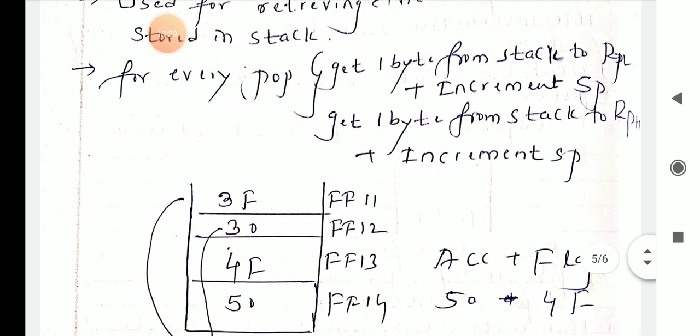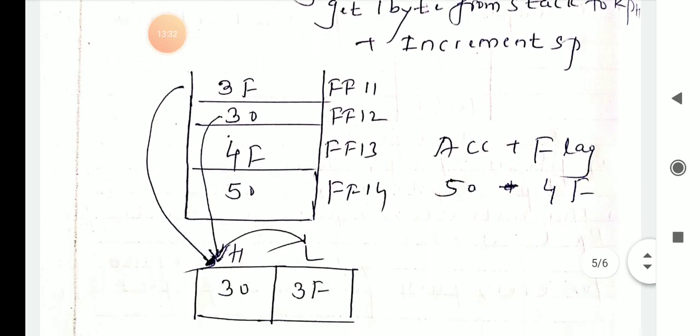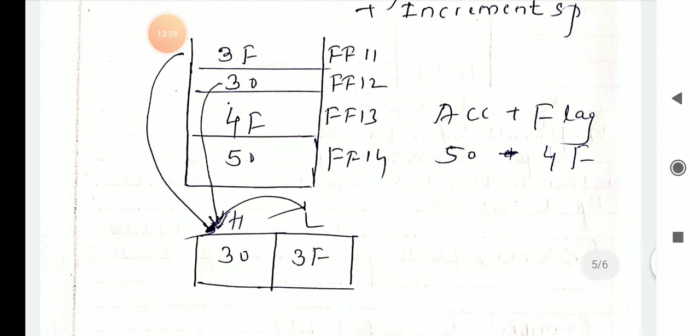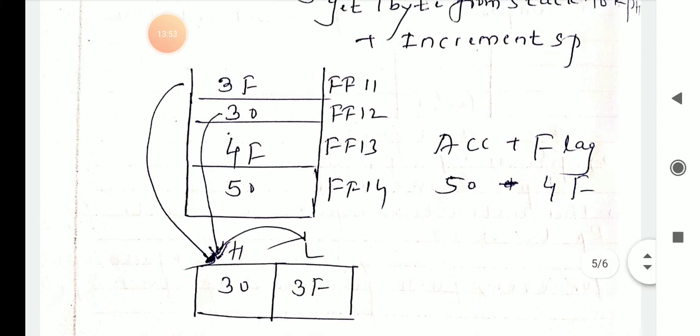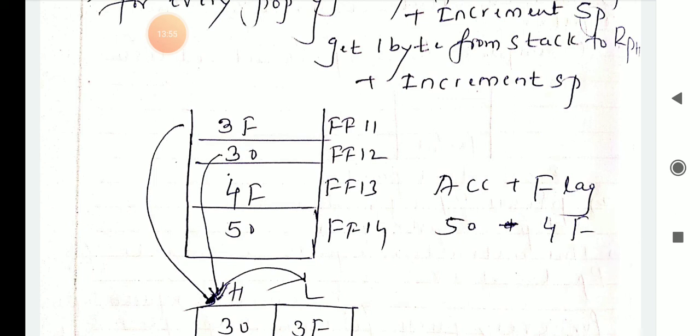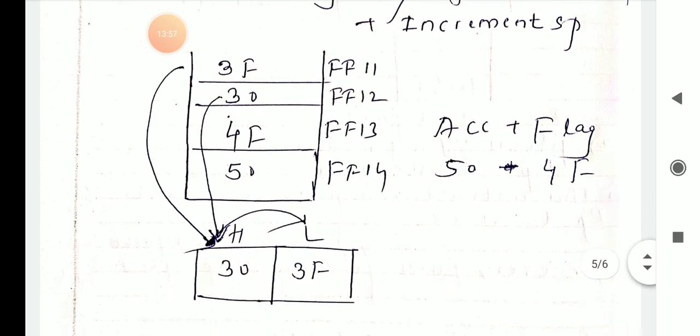So you can give the locations in increment. First get 1 byte and then increment. I mean like that: 3F you can write at FF11, then the value 30, then you can increment to FF12. Like that, in the same way, you can use 50 and 4F. First you have to write the 4F in flag and 50 in accumulator. So FF13 and FF14. Same way you can get 1 byte from stack to RP, plus increment the stack pointer. So like that you have to increment FF13, FF14.